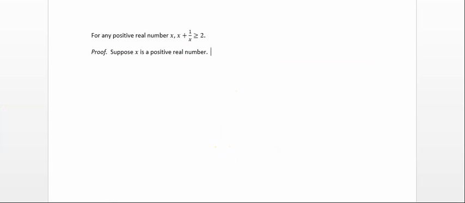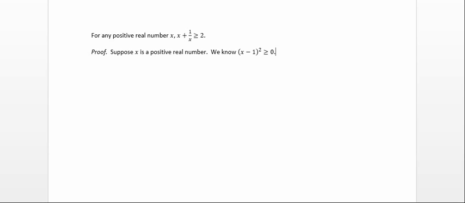So what I'm going to do is I'm going to say, how do I want to say this in English? We know x minus 1 squared is greater than or equal to 0. It's certainly true. So imagine your audience. You've told them, okay, suppose x is a positive real number. And now you write this down. Now they might not know where you're going with this so far. That doesn't seem to have anything to do with x plus 1 over x is greater than or equal to 2, the conclusion.